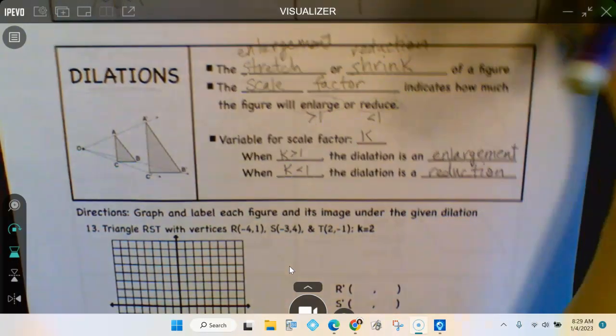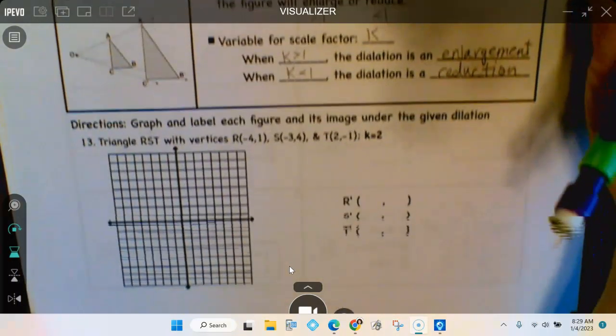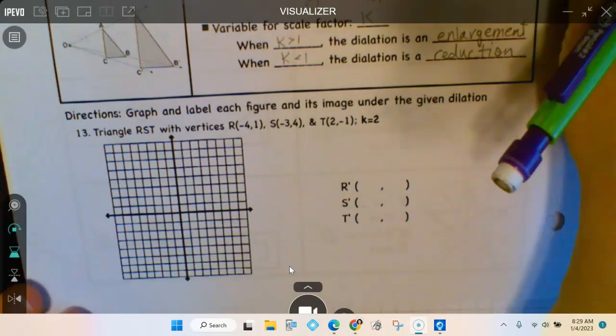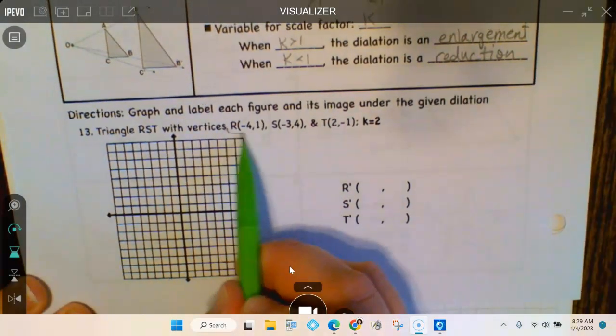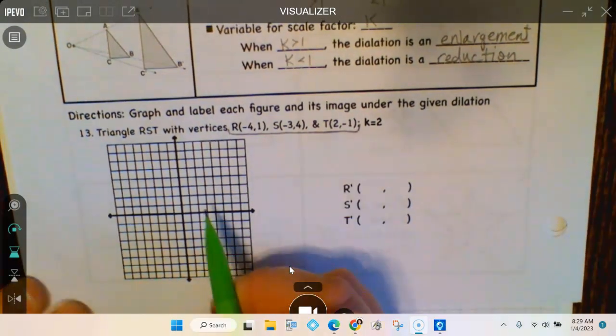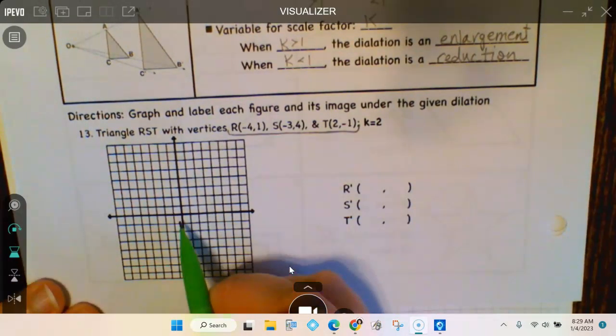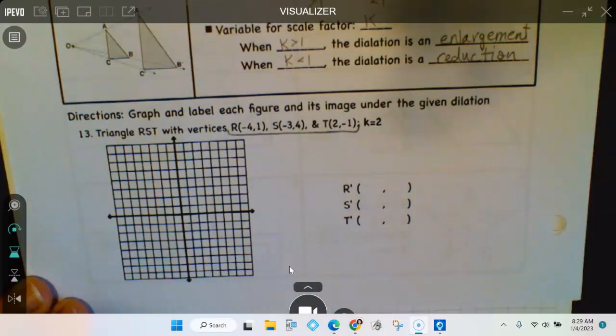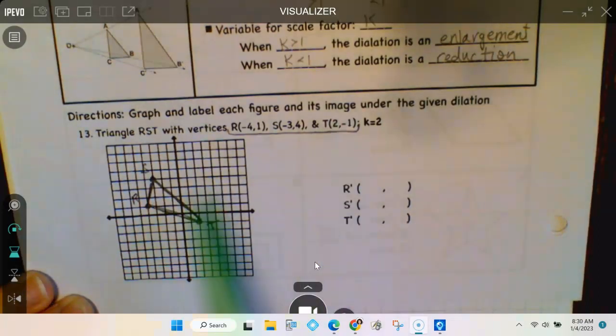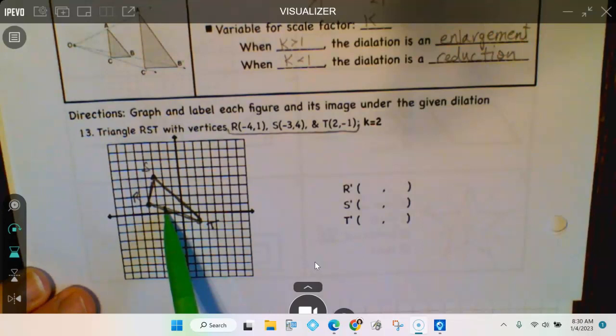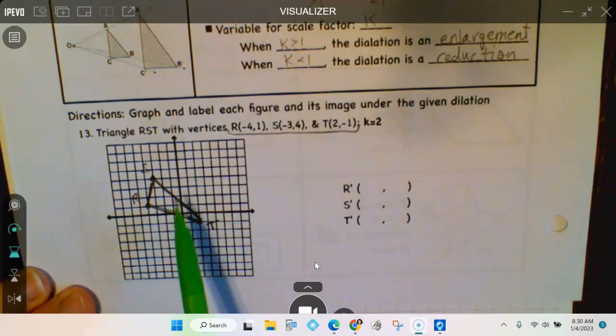Okay, so let's try an example. So example 13 here. We have our original coordinates. So let's pause and take a moment and graph those, and it should form a triangle. Okay, now that we've graphed our original triangle, we are going to do our dilation.